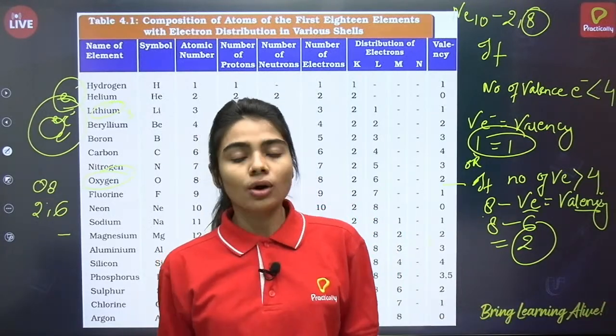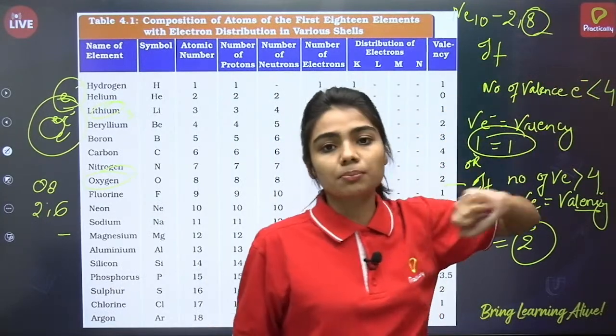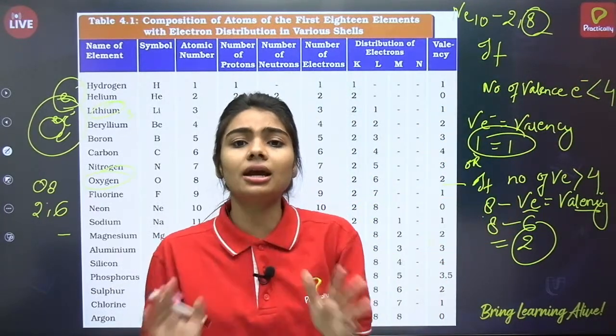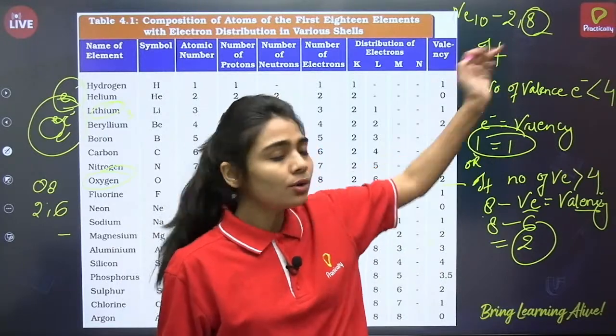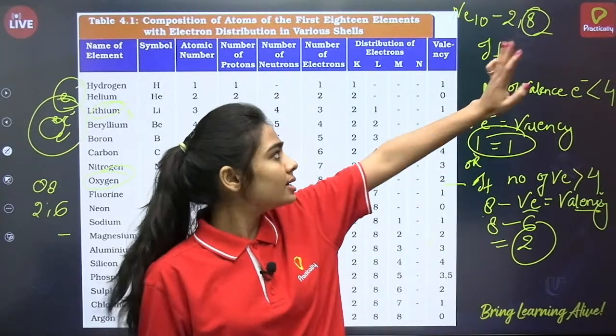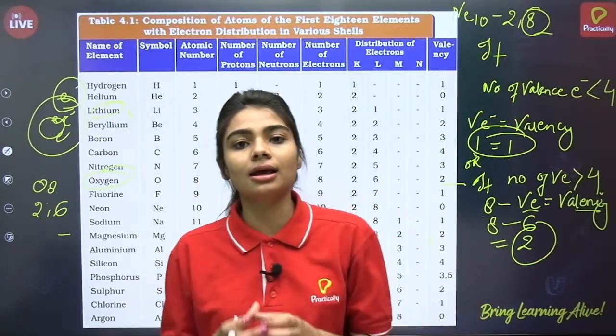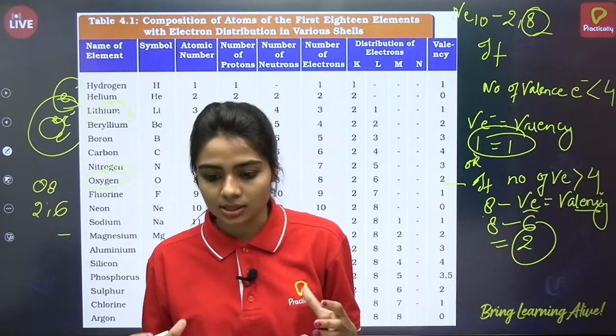And if you want to know the reason behind it, we know that it already has a completely filled octet. It has 8 electrons. Now why would it want to react? Neither will it gain nor lose electrons. So it is stable, and it won't give or gain electrons. So the valency will be 0.